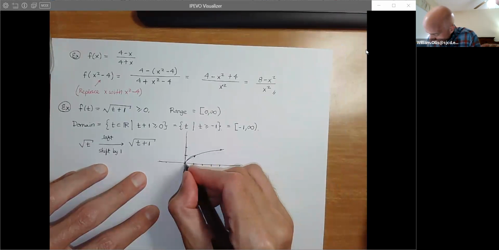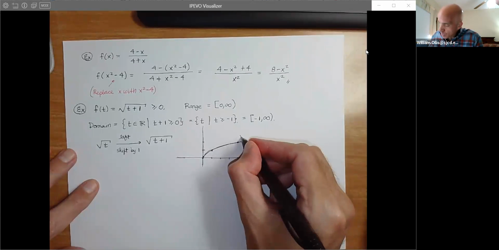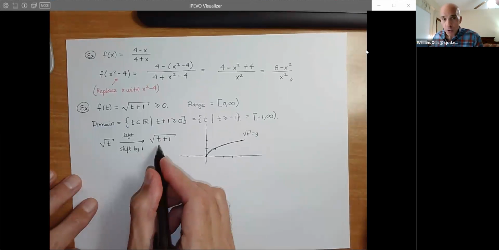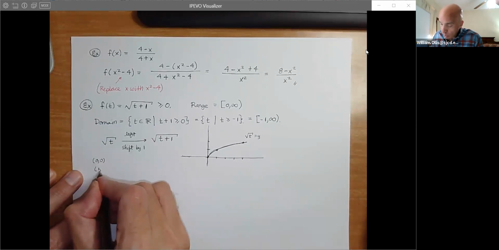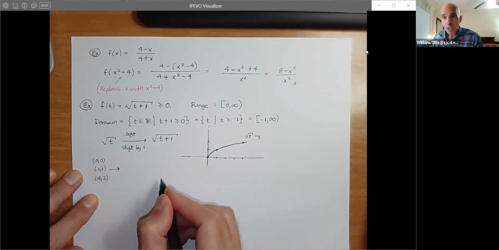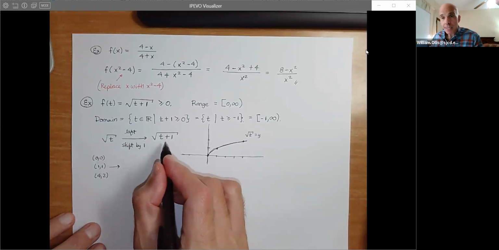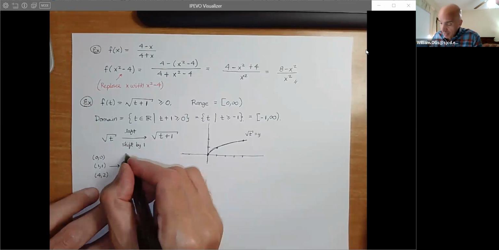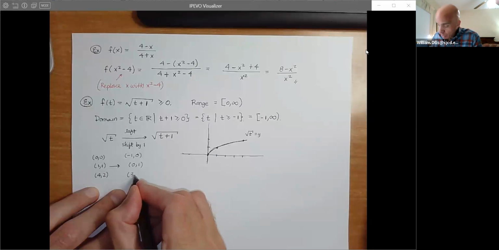So we have something like this, vertical tangent, like that. So this is just square root of t. We'll say y equals square root of t. And so now, of course, if we do the transformation, we just move those points, (0, 0), (1, 1), (4, 2), and we do the left shift by 1. This is the geometric impact. The algebraic impact is to replace t with t plus 1, but the geometric is just subtracting 1. So we get (-1, 0), (0, 1), and (3, 2).